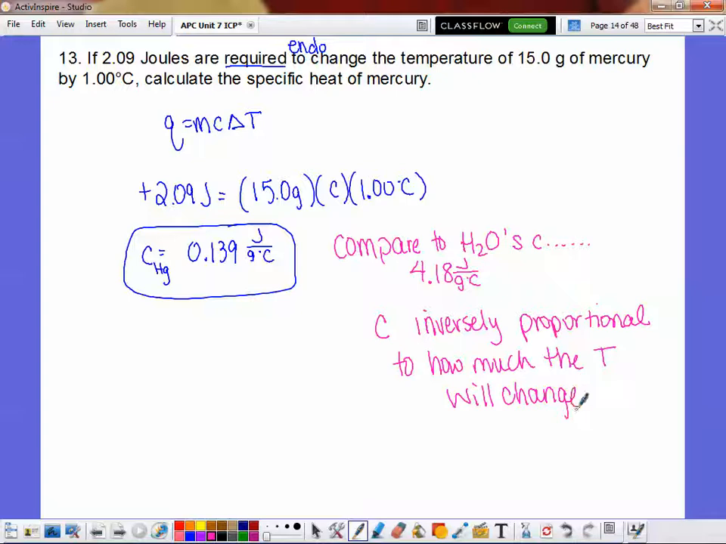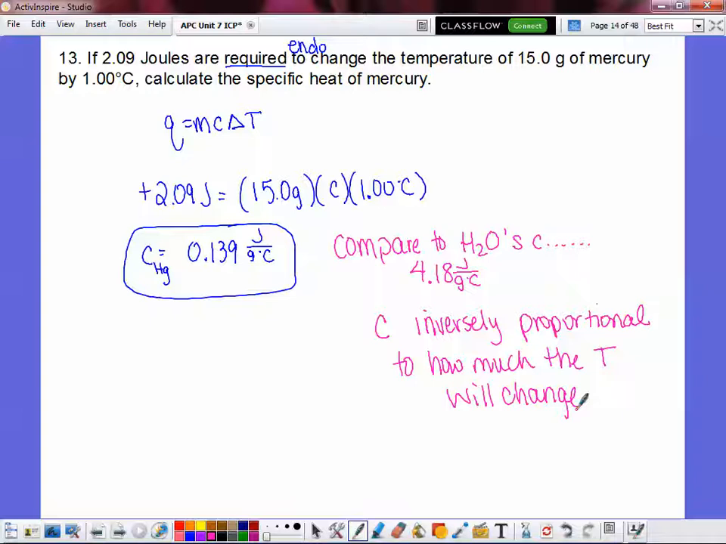I'm going to say that in a different way. If I added the exact same amount of energy as I did with this mercury, the 2.09 joules of energy, if I added that same amount to water, water wouldn't change temperature as much because it has a higher specific heat. Specific heat is how much energy it takes to change the temperature of a specific mass. So if it's going to require more energy, then it's going to change temperature less for the same amount of energy comparing two substances.